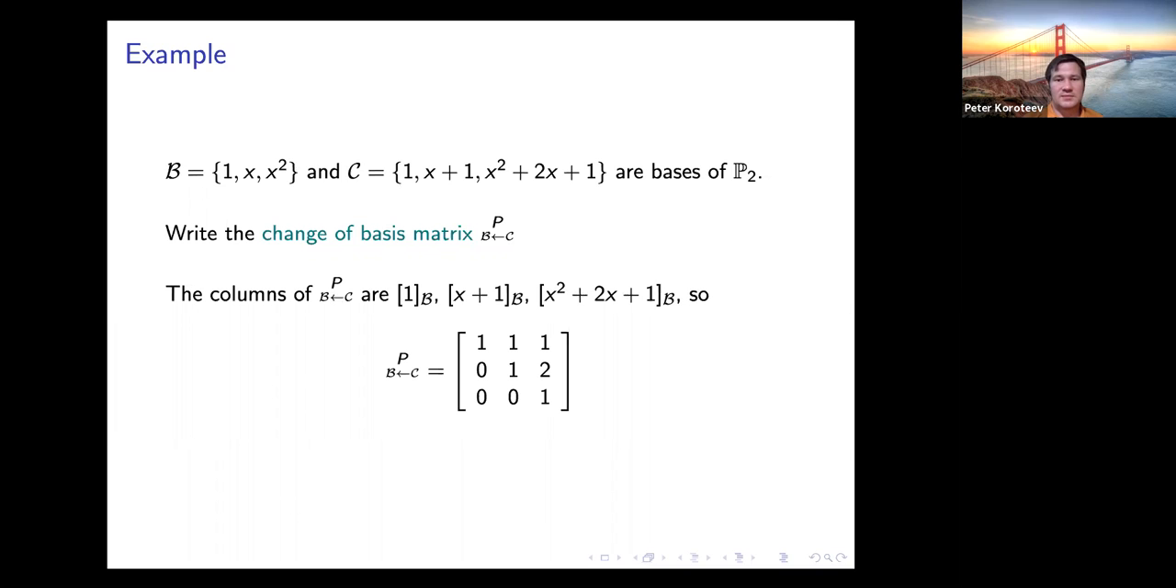And if you write it as a matrix, now you need to expand them in terms of these elements, right? So we have 1 here, 1, 1 here, because it's x here and 1 there, and then here we have 1, 2, 1, according to the formula. So in this case, it's an upper triangular matrix.